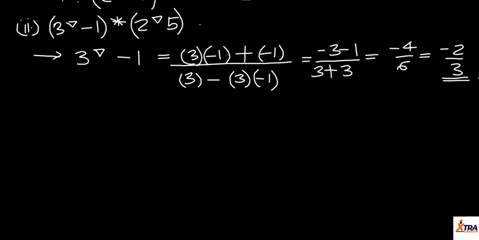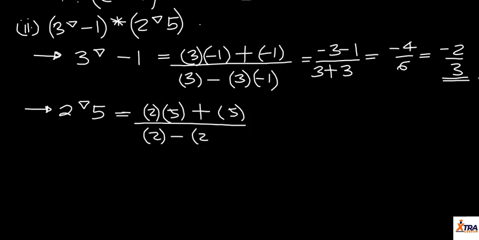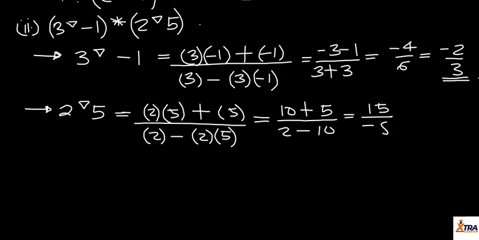I'll do the same for the second. For the second one, I'll be having 2 operation 5, using the same operation of AB plus B over A minus AB. So AB, that's 2 times 5, because A is 2 here, B is 5, plus B over A minus AB. So my 2 times 5 here is 10 plus 5, and then I have 2 minus 10. This will be giving me 15 over minus 8, giving me minus 15 over 8. So this is what I get now.